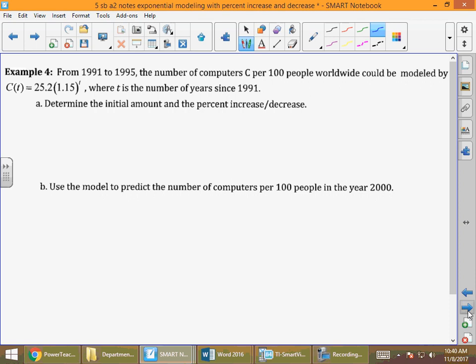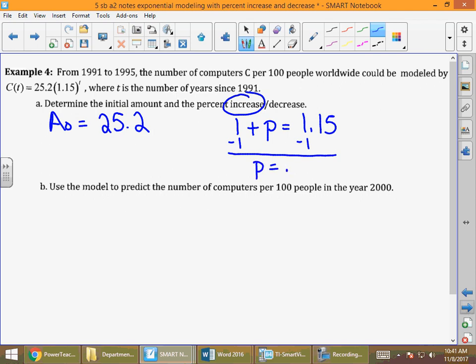Well, what's the initial amount? Hopefully you know it's 25.2. Then, are we going to increase or are we going to decrease? Going to increase. And then we want to know how much is that increase. To figure out how much we increased, it may be intuitive, but if it isn't, remember our formula is 1 plus p equals 1.15. So we could subtract 1 from both sides, and we get p equals 0.15. And as a percentage, because there's the decimal, that is 15%.